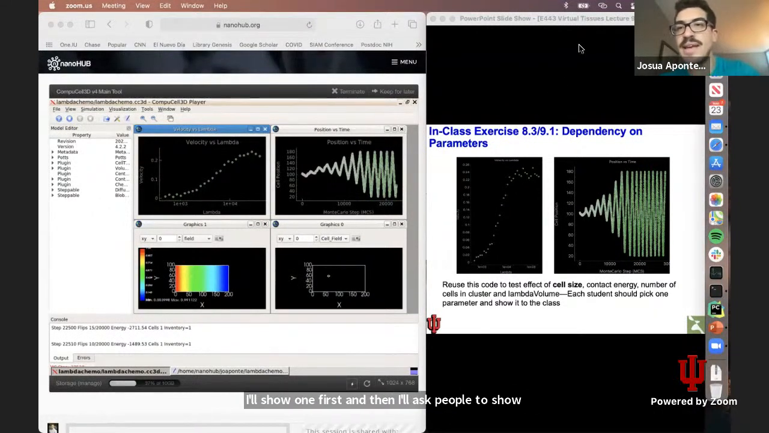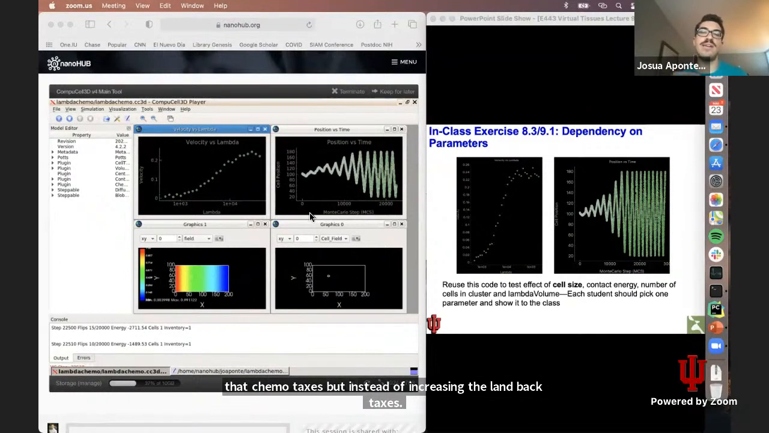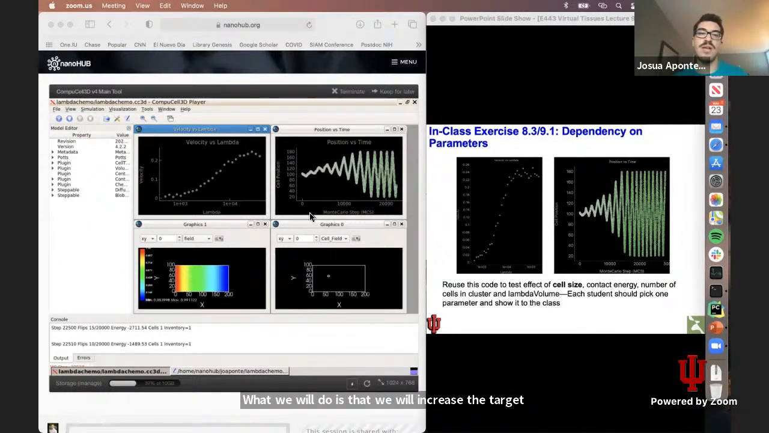So the first thing we'll test is how the cell size, or the cell volume, affects the chemotaxis. The idea in this case will be the same. We'll have the cell move in one direction, then we will change the lambda chemotaxis, but instead of increasing the lambda chemotaxis, we will increase the target volume of the cell. And then we can plot the velocity, instead of as a function of lambda chemotaxis, as a function of the cell volume.